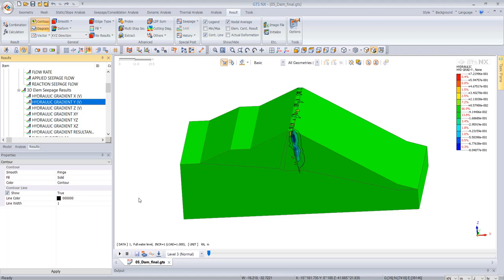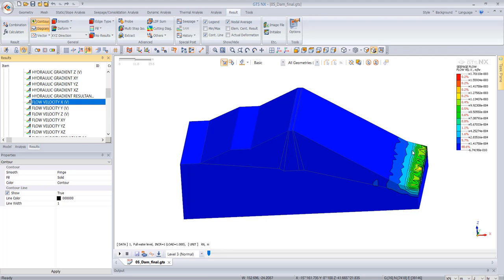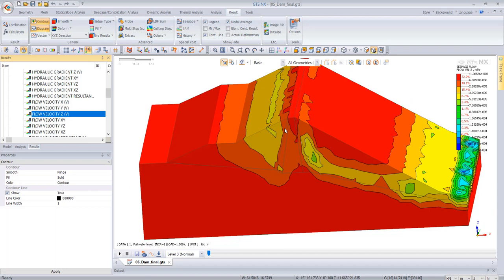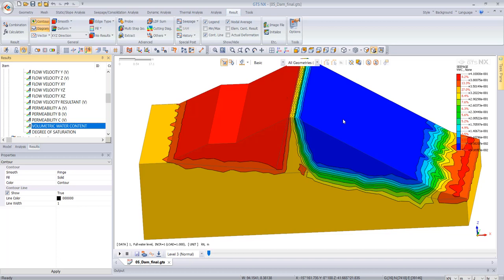So we can see the water movement in three directions, and we can also see the flow velocity in the X direction. It's very fast here, like the water goes out from here very fast, and we can see it in the lateral direction, but in the Z direction we can see this is the water flow, and it's hard through the core. So the water speed is very high through the body, but it's slow and almost negligible through the core. We can also view the results of the permeability and the velocity and the volumetric water content. Here we can see these values.